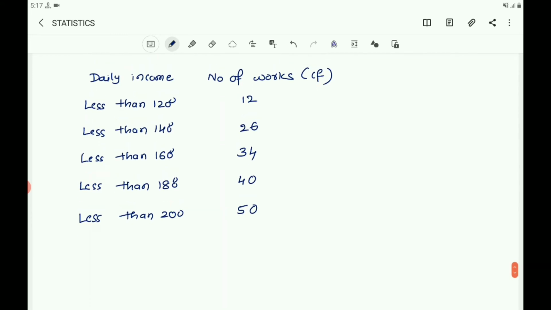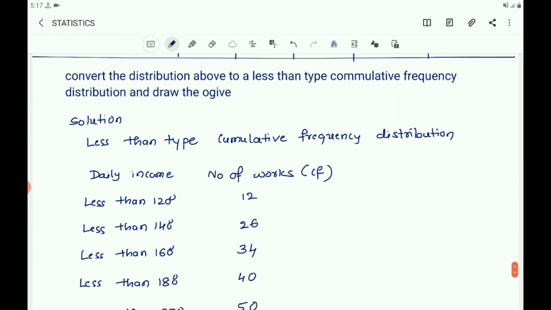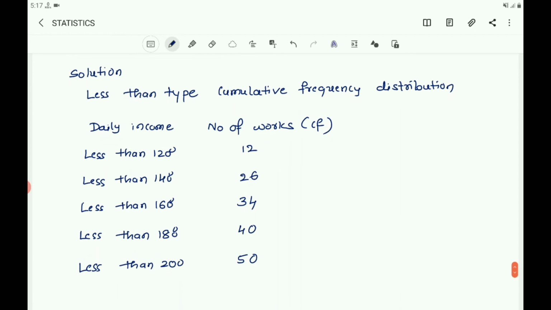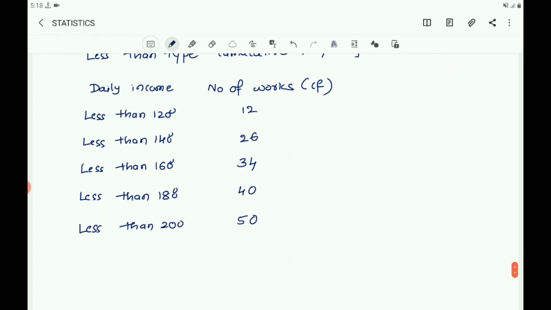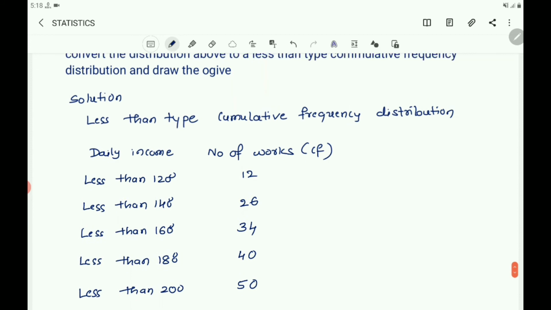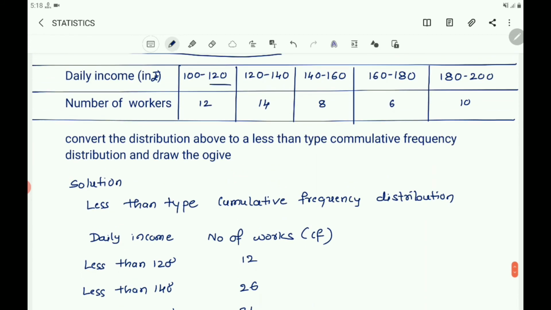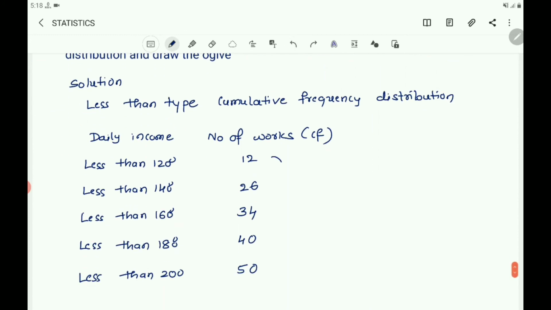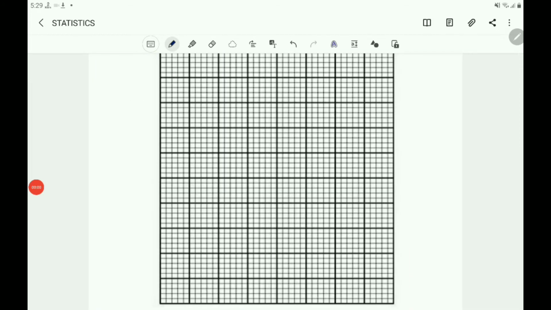Now we have to draw the ogive, that is the less than type ogive, the less than type cumulative frequency curve. So you draw the x-axis and y-axis. On the x-axis you take the upper limit of each class, that is 120, 140, 160, 180, 200. And on the y-axis we take the CF, taking a suitable scale to represent the units.